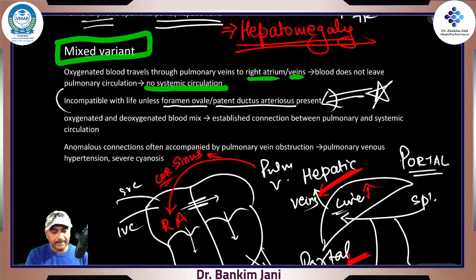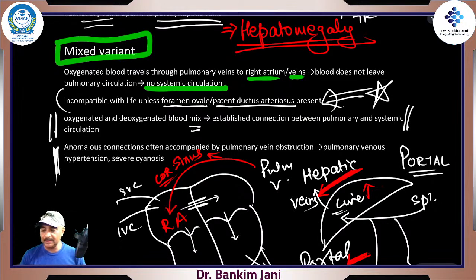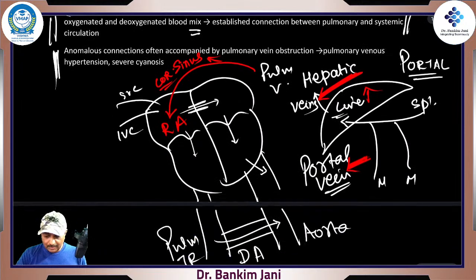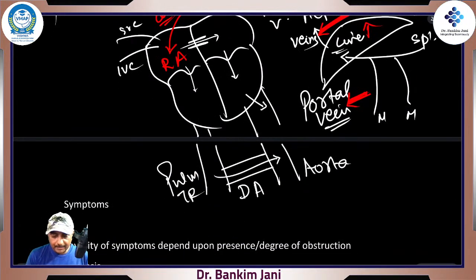So oxygenated and deoxygenated blood mix, yes. Established connection between pulmonary and systemic circulation, yes, as such, till the fetal life, as such it is happening, right? But anomalous connection is often accompanied by pulmonary vein obstruction, pulmonary venous hypertension, and severe cyanosis. This is what is seen after birth, because here there is stenosis, right? Usually this is accompanied by pulmonary stenosis.